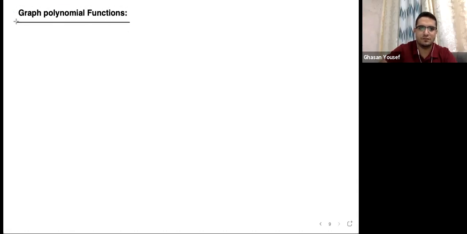Now we have to know how to graph any polynomial function. Here, graph of polynomial functions. So we have steps here for how to graph any polynomial function.